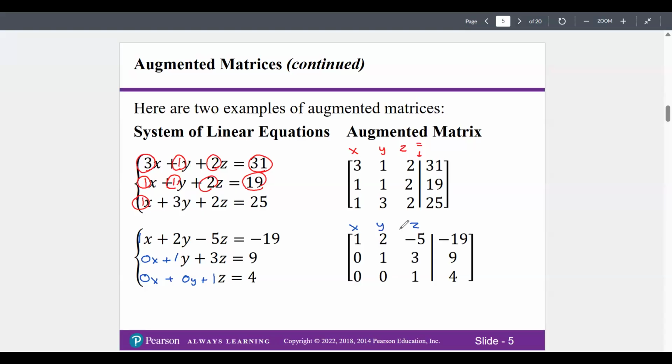So what this array is showing you is it's just showing you a system of equations. We know looking at this, this is x, that's y, that's z, this is what it's equal to. So I could always take that first one and rebuild the equation. 3x, 1y, 2z equals 31.